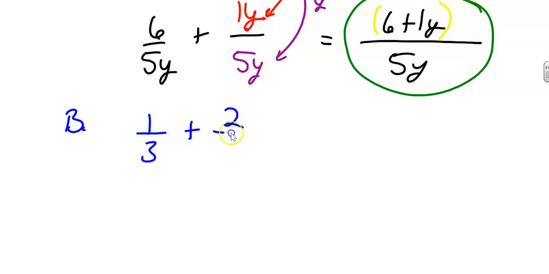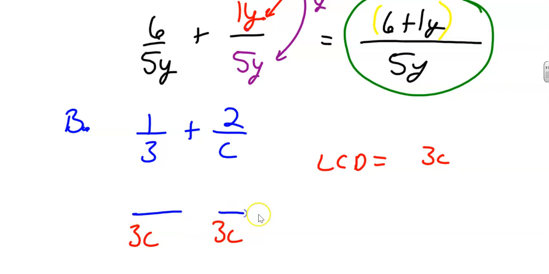Okay, same kind of problem, just a little bit different. Look at it here: 1 over 3 plus 2 over c. Okay, so for this one, your least common denominator, you've got a 3 and a c, so it's got to be a 3c. So in the first fraction, we went from 3 to 3c in the denominator, so we multiplied by c. You've got to do the same thing in the top. We'll multiply this one times c also. So that's 1c.